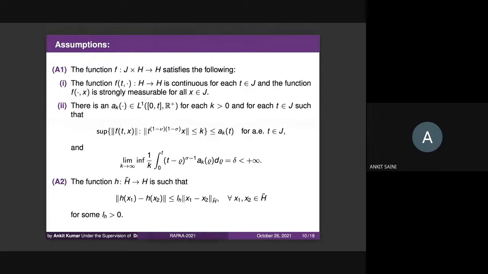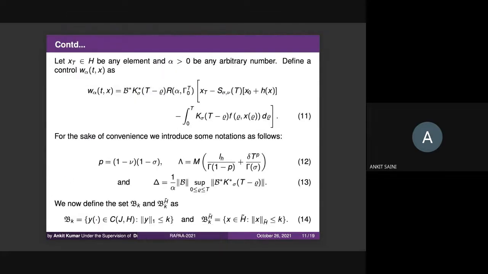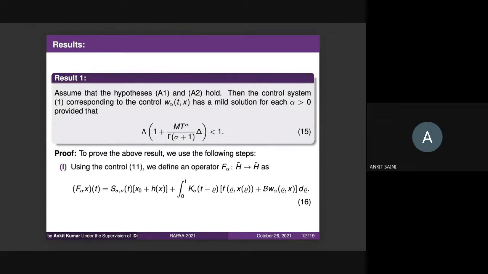In order to establish our results, we require some hypotheses that are given as A1 and A2. Now we define the control function in equation 11. And for the sake of convenience, we introduce some notations defined in equation 12 and 13. And we define two sets in equation 14, which will be useful for our further analysis. Result 1. Assume that the hypotheses A1 and A2 hold, then the control system corresponding to the control function defined earlier has a mild solution, provided that the inequality given in equation 15 holds.